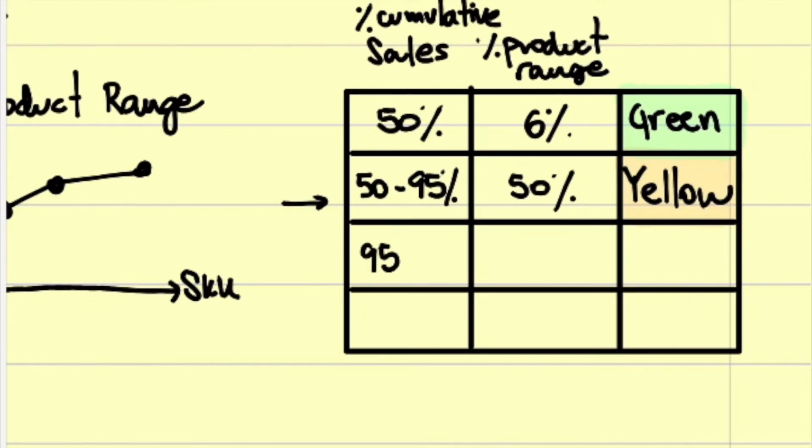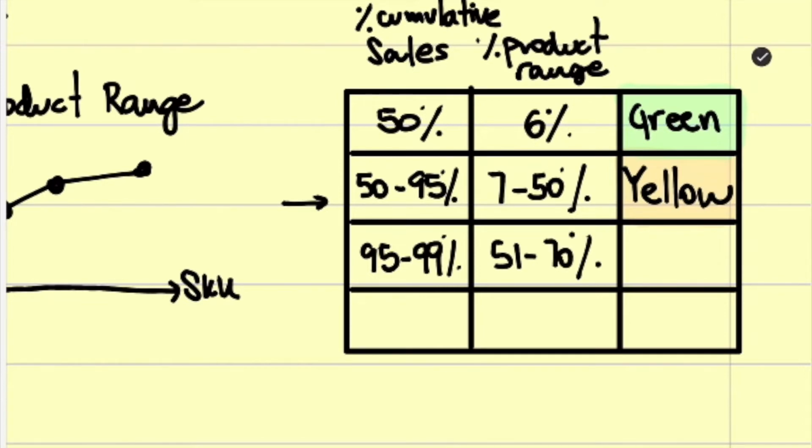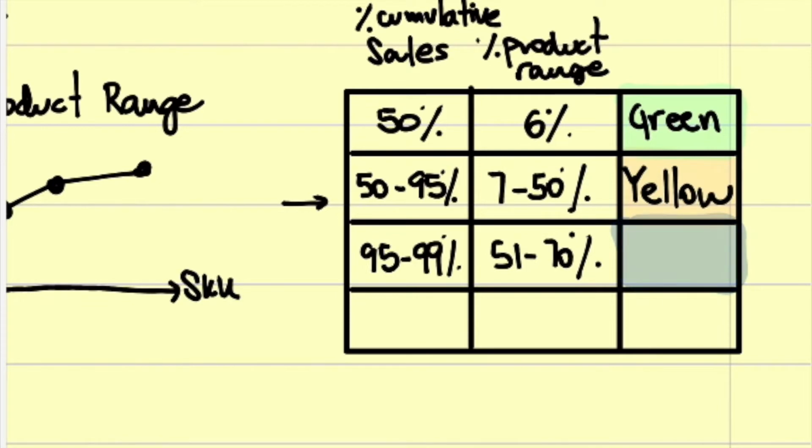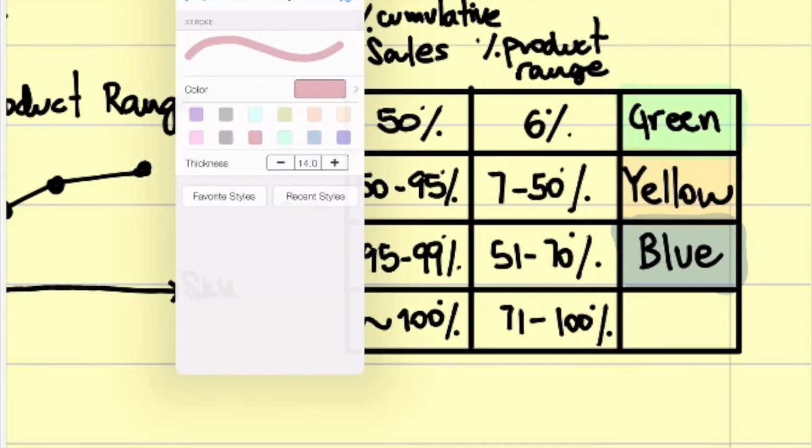So from 95 to 99% of the cumulative sales, let me explain it differently. 51 to 70%, and this is going to be the blue value stream. And then from 71 to 100%, it's around 30% of the number of SKUs, we have the red value stream.